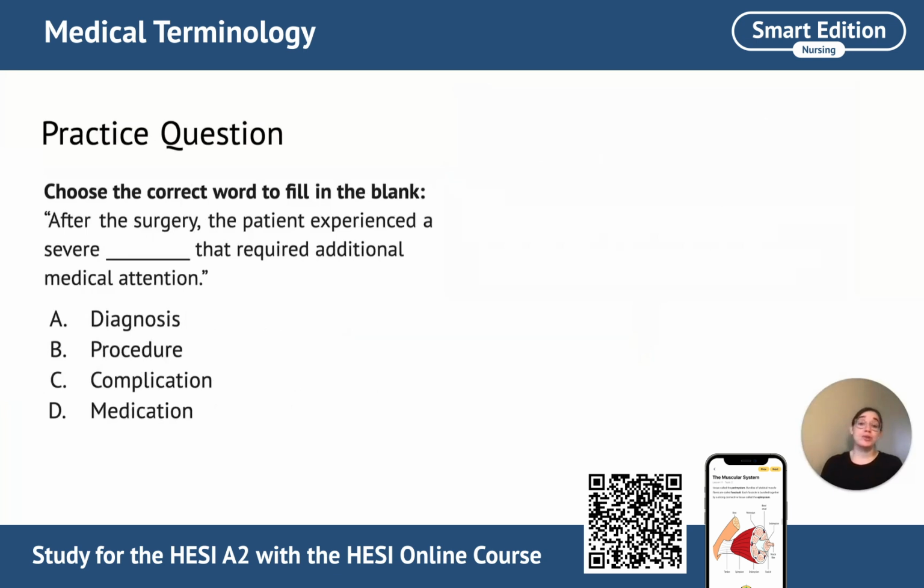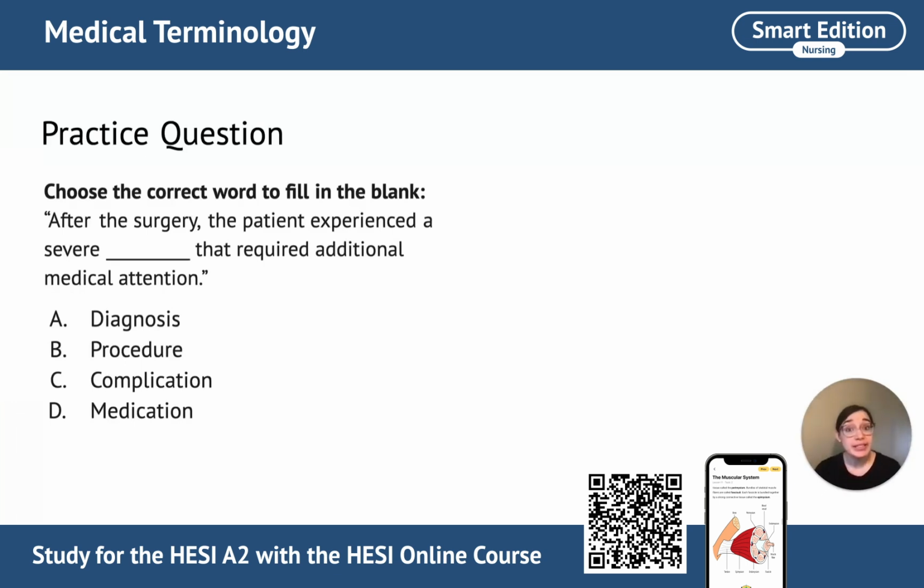Okay, so choose the correct word to fill in the blank. After the surgery, the patient experienced a severe blank that required additional medical attention. Is it A, diagnosis? Is it B, procedure? Is it C, complication? Or is it D, medication? So let's look at the context of our sentence before we choose our correct answer.